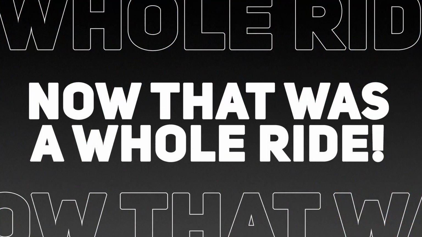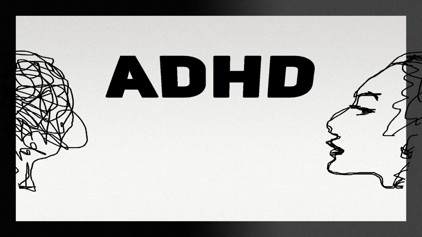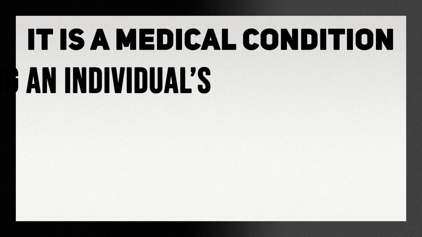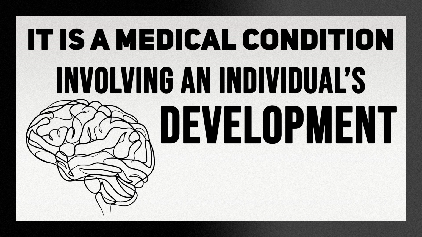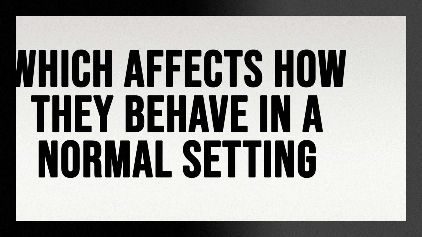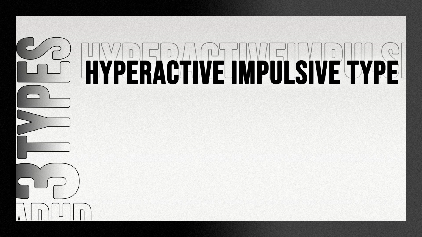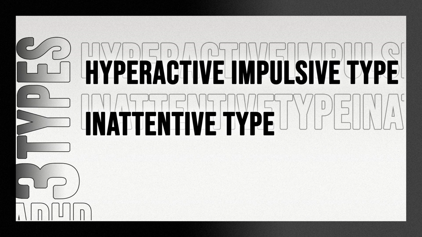Here ends my discussion about ADHD for today. Now that was a whole ride. Let us remember the key points of today's discussion. ADHD is known as Attention Deficit Hyperactivity Disorder. It is a medical condition involving an individual's brain development and brain activity, which affects how they behave in a normal setting. It has 3 main types: hyperactive or impulsive type, inattentive or inattention type, and finally, the combined type.